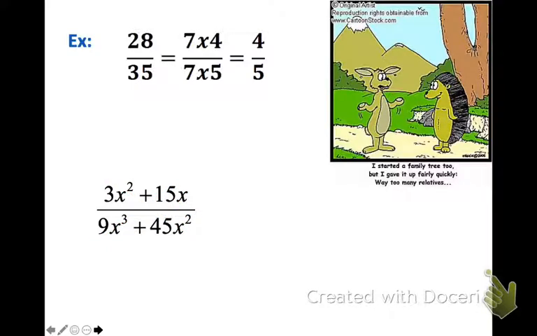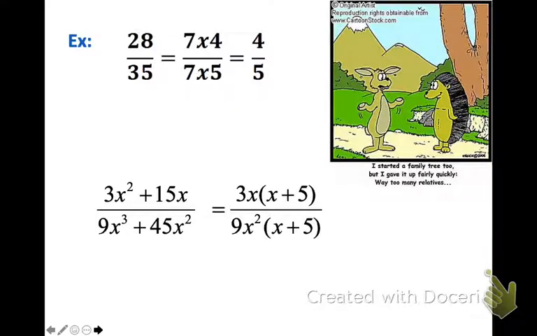If you remember, I always say, ask yourself, is there anything I can factor out? Another thing you ask yourself: do I have perfect squares at the front and perfect squares at the back? What we have here is that we can factor out a 3x and a 9x squared. Now it's at a point where you can actually simplify. So take a moment and see if you can simplify it. Pause your screen.